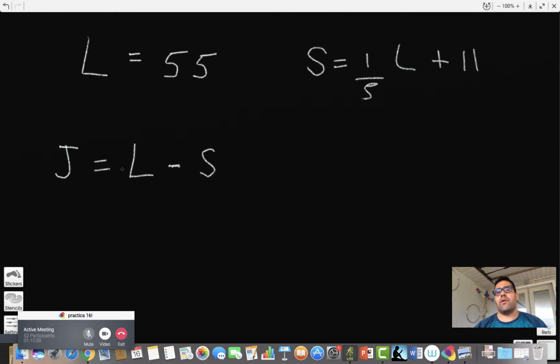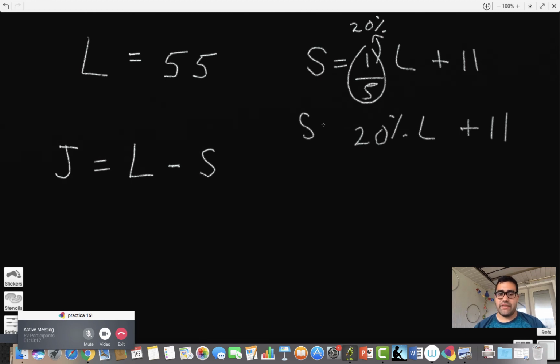So, if you don't know how to work with fractions, si tú eres de las personas que no sabe trabajar con fracciones, en tu papel de fórmulas dice que un quinto es 20%. 1/5 is 20%. It's in your formula paper. Y nada, 20% of Laura, plus 11 es Susan. Eliminamos la fracción. So, a Laura le sacamos el 20%. So, we're going to get 20% of Laura. Laura is 55, le sacamos el 20%.